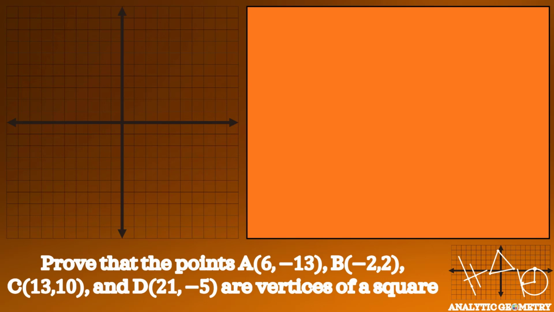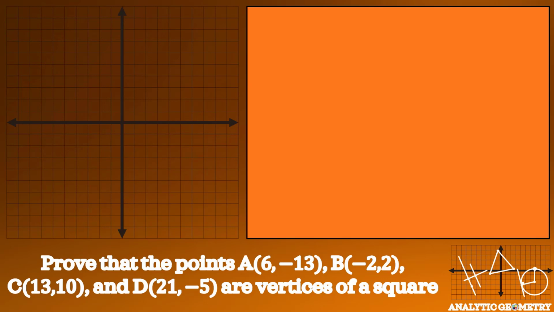Let us try to prove that the points presented here, A at (6, -13), B at (-2, 2), C at (13, 10), and D at (21, -5), are vertices of a square.